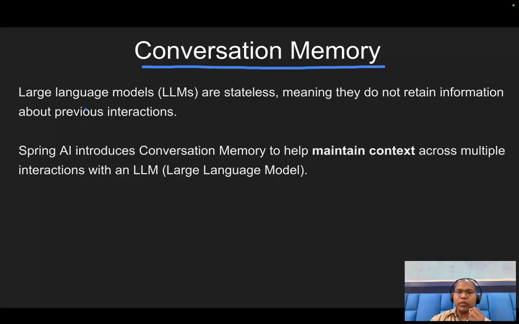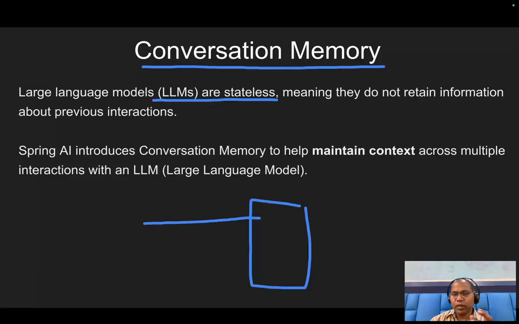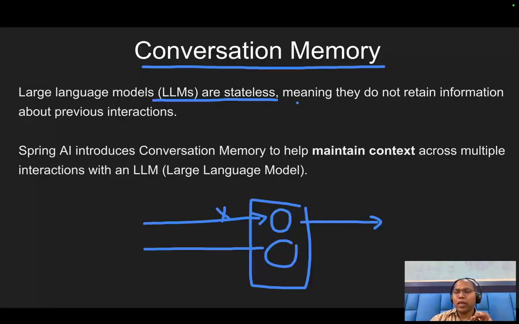As we know, LLMs are stateless. That means every request, every prompt for an LLM is new. They process and respond to the data. Again, you ask some questions, and the LLM doesn't know anything about your previous conversation. This is the meaning of stateless. They do not maintain or retain any information about the previous interaction.